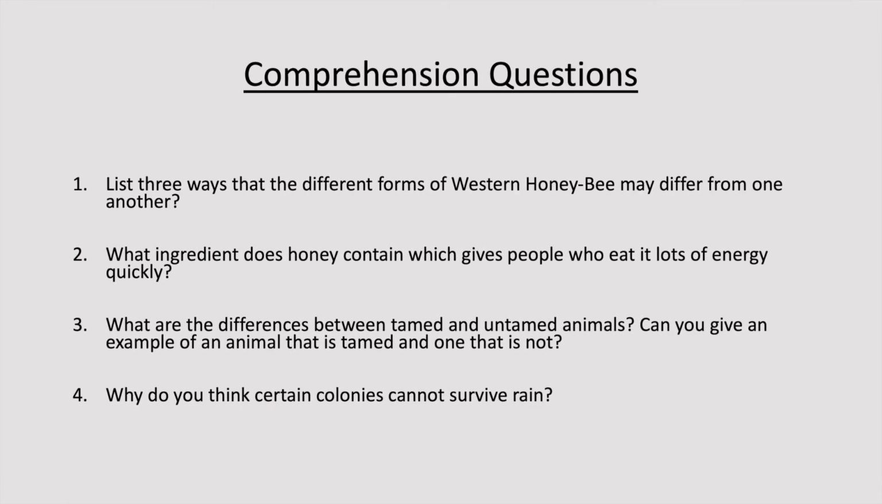Comprehension questions. Number 1. List 3 ways that the different forms of Western honeybee may differ from one another. Number 2. What ingredient does honey contain which gives people who eat it lots of energy quickly? Number 3. What are the differences between tamed and untamed animals? Can you give an example of an animal that is tamed and one that is not? Number 4. Why do you think certain colonies cannot survive rain?